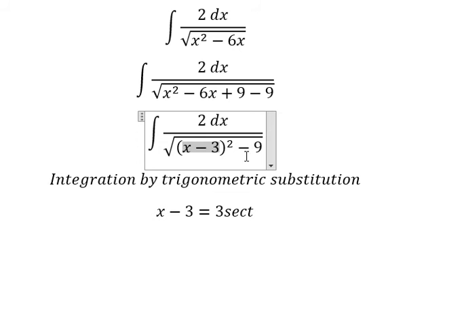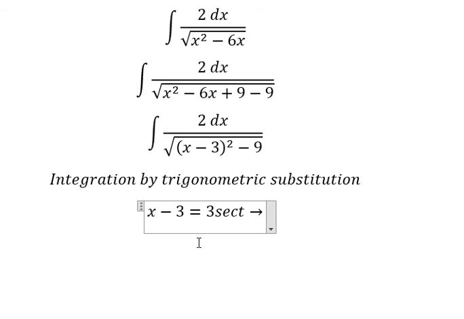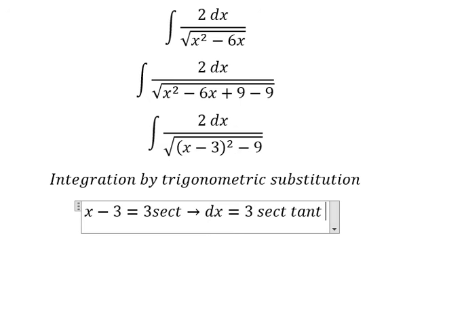Secant of t square minus 1, we change to tan t square, and later we simplify the square root and ds. If we do first the derivative for both sides, we have ds equal to 3 secant of t tan t dt.